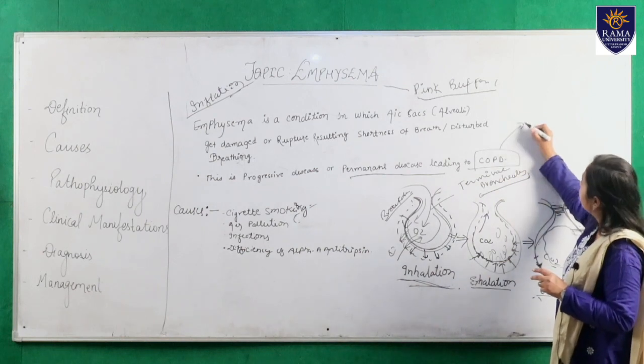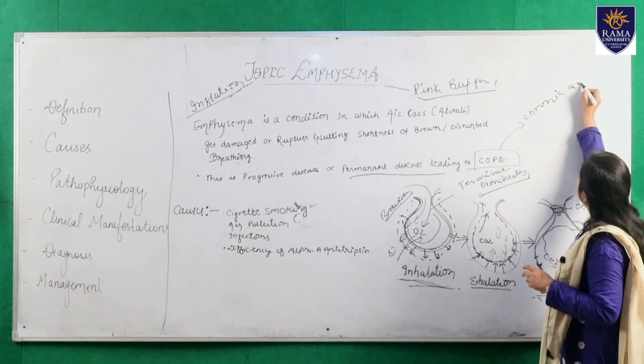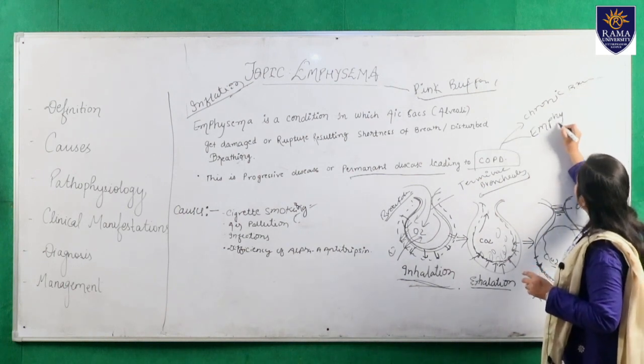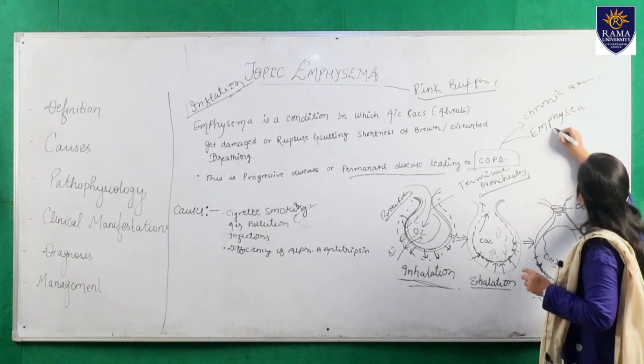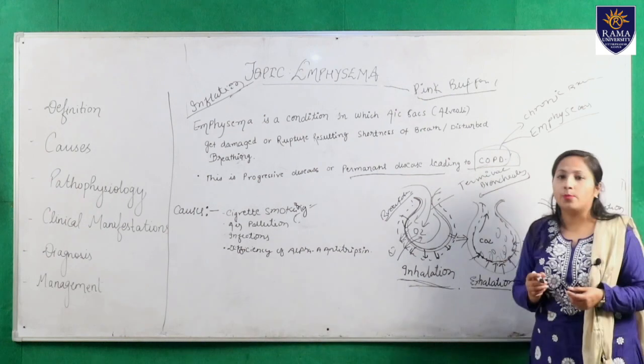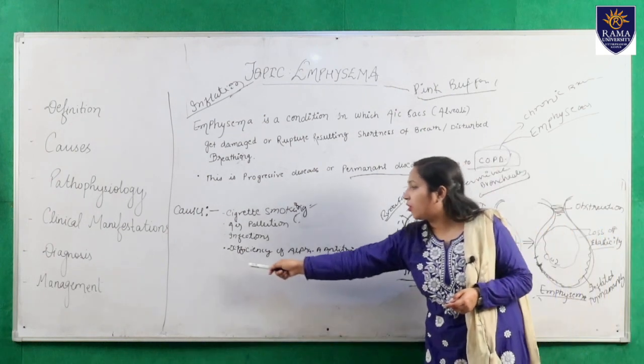Which ones? The first one is chronic bronchitis, and the next one is emphysema. These two diseases are responsible for the development of COPD, chronic obstructive pulmonary disease.